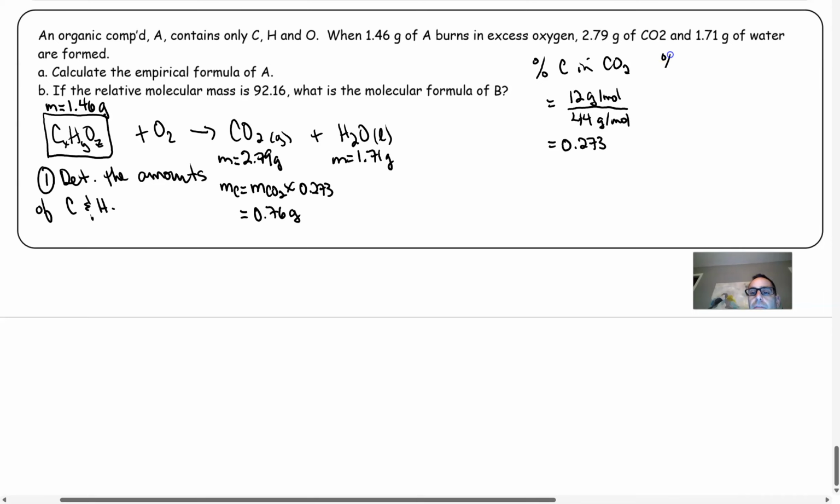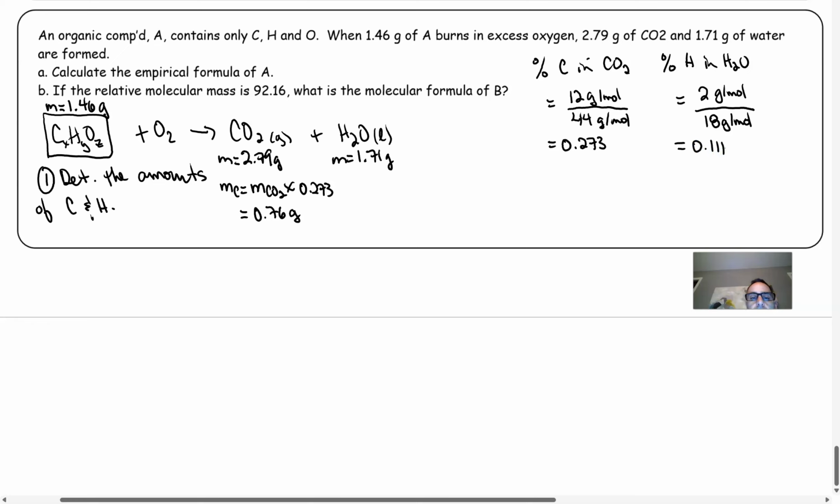Now I'm going to do the same thing for hydrogen. So percent hydrogen in H2O. We've got 2 hydrogen atoms in there, each with a molar mass of 1, so that's going to be 2 grams per mole. That's what the hydrogen makes up. And the molar mass of water is 2 plus 16, so that gives us 18 grams per mole. Remember that oxygen's molar mass is 16. So 2 divided by 18 equals 0.111.